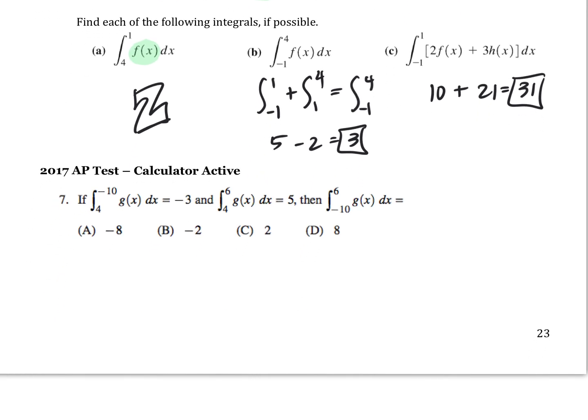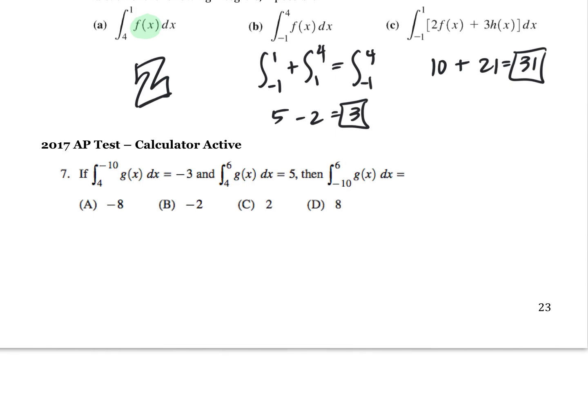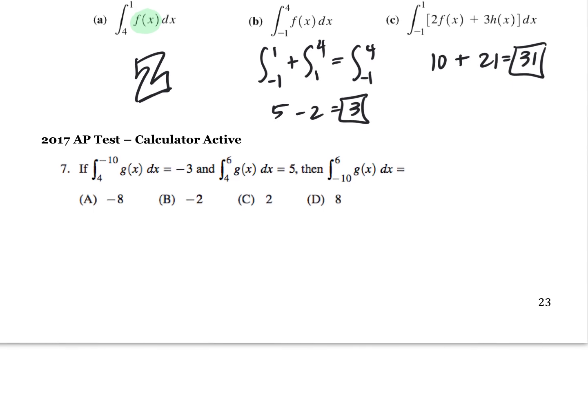Okay. AP is definitely going to give us, I'd say that they definitely give you one of these questions a year. So let's practice these. We know nothing about the function, but I know the area from 4 to negative 10 is negative 3, and 4 to 6 is 5. They want to know the area from negative 10 to 6.